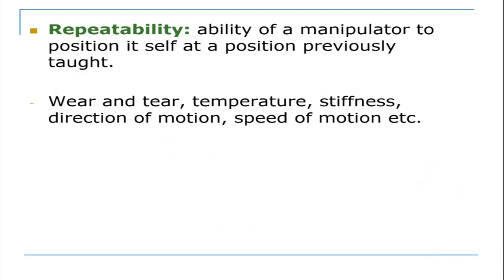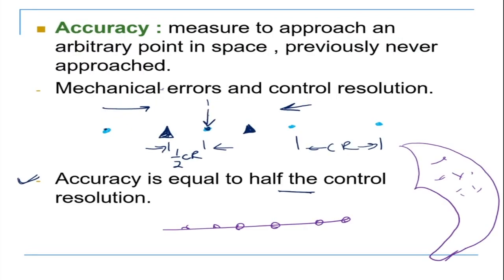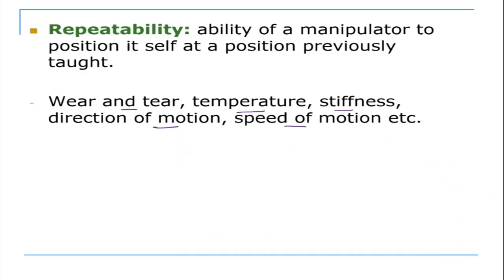So there is another term which is called repeatability. Now, it is the ability of a manipulator to position itself at a position previously taught. And this is because of wear and tear, temperature, stiffness, direction of motion, speed of motion. The previous errors were essentially mechanical errors, gear backlash and things like that. But here we are saying that wear and tear with time, temperature, stiffness, direction of motion, and speed of motion will cause more errors.